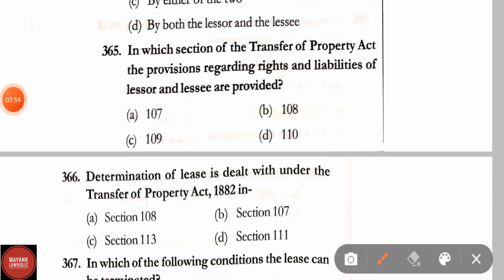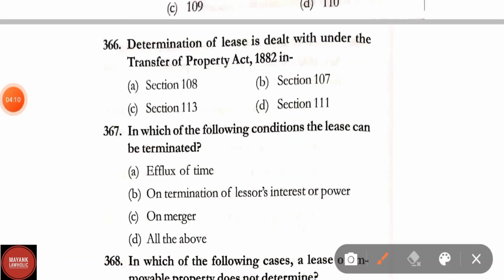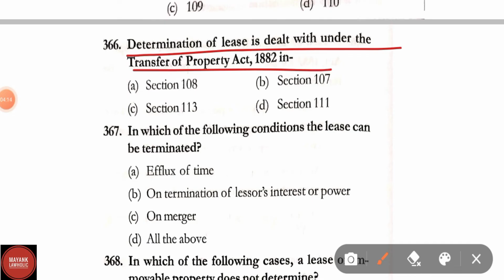Question number 365. In the Transfer of Property Act, the provisions regarding rights and liabilities of the lessor and lessee are provided in Section 107, Section 108, Section 109, Section 110. Correct answer is option B, that is Section 108. Question number 366. Determination of lease is dealt with under the Transfer of Property Act 1882 in Section 108, Section 107, Section 113, Section 111. Correct answer is option D, that is Section 111.